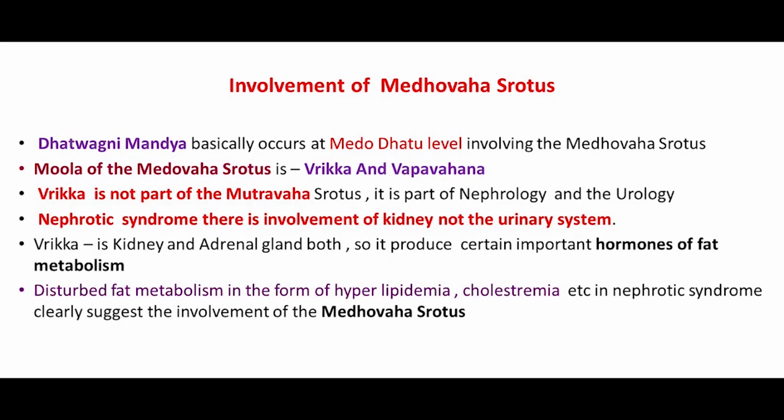fat. Therefore, there is disturbed fat metabolism in the form of hyperlipidemia, hypercholesterolemia, etc. in nephrotic syndrome, which clearly suggests that there is involvement of Medovaha Srotas. Hypercholesterolemia is a basic problem in case of nephrotic syndrome. So, how is it possible? It is possible only because there is involvement of the Medovaha Srotas, and the Medovaha Srotas Mula is Vrikka, and in Vrikka we consider both adrenal glands as well as kidney, and these adrenal glands produce so many hormones which play a vital role in the metabolism of the fat.